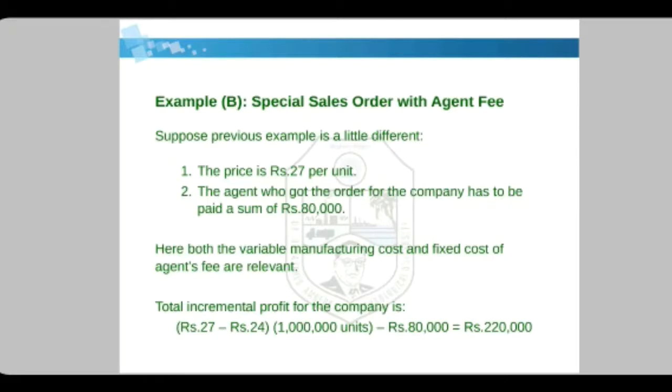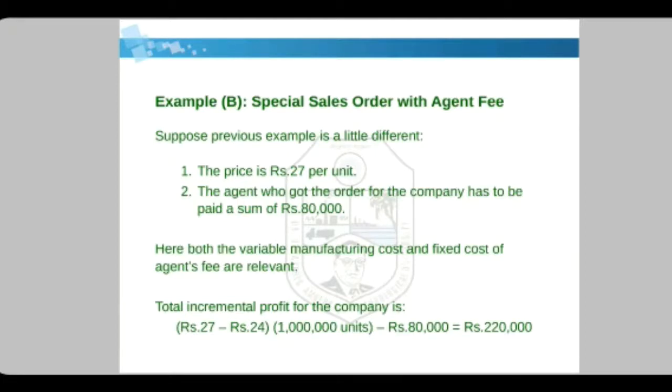The agent who got the order for the company has to be paid a sum of rupees 80,000. Now there is one agent who got that order. He wants 80,000 rupees to be paid. Now this is a fixed cost, right? Because it is a fixed amount that we have to give to the agent. Here both the variable manufacturing cost and the fixed cost of the agent's fee are relevant.